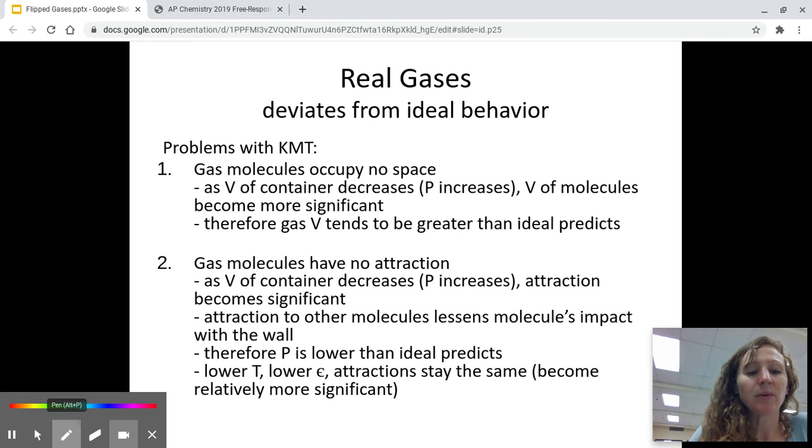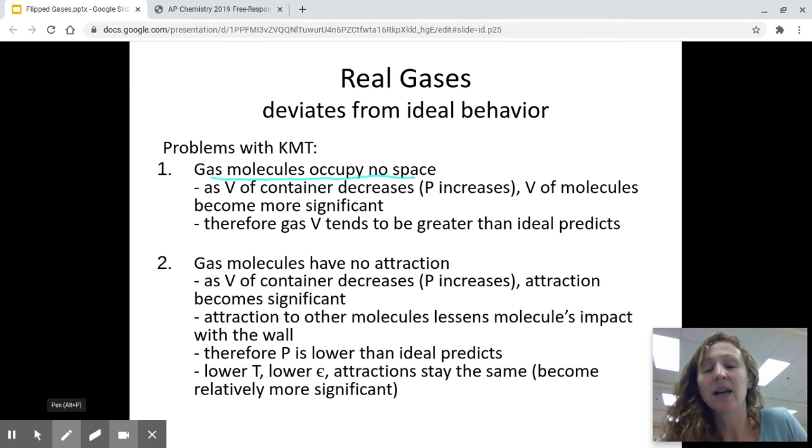So there's a couple of problems with the kinetic molecular theory. First of all, the KMT assumes that the gas molecules, the protons, neutrons, and electrons of a molecule, occupy no space, which they don't. They are matter, takes up space, has mass. They do take up space. When gas molecules are far enough apart, the volume the molecules takes up compared to the space is negligible.